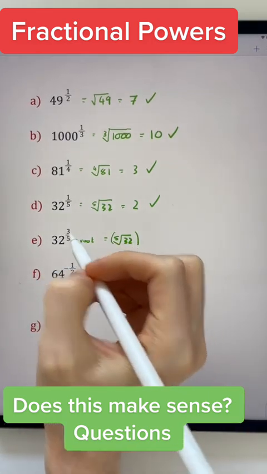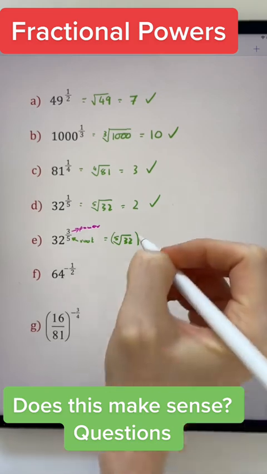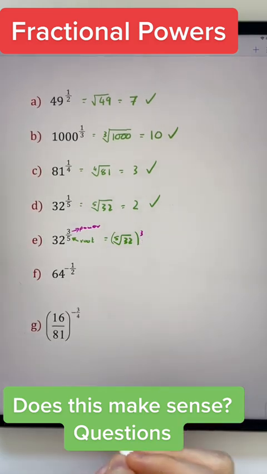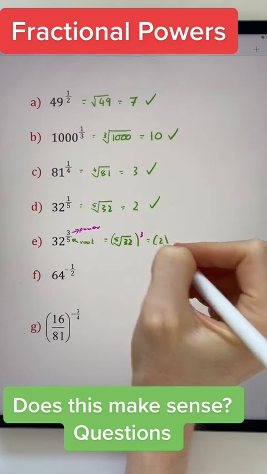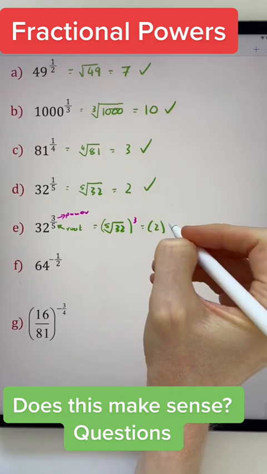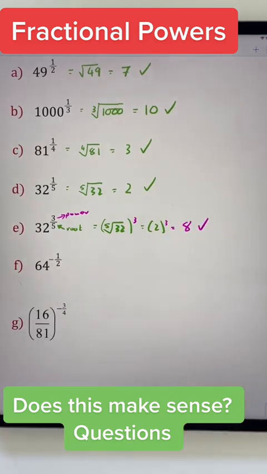And the number on the top of the fractional power is our power. Here we have power of 3. So I'm going to cube my answer at the end. Well, the fifth root of 32, we worked out earlier. Fifth root of 32 is 2. And 2 cubed, 2 multiplied by 2 multiplied by 2 does indeed give me 8.